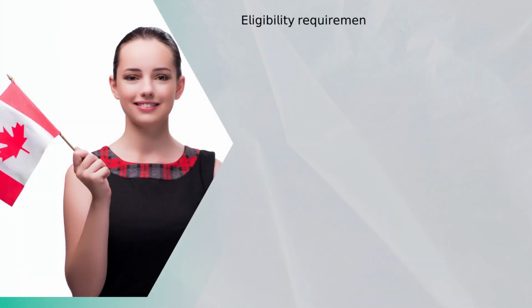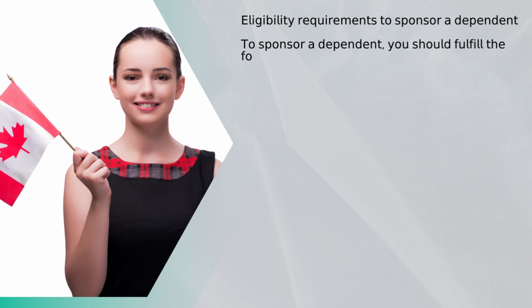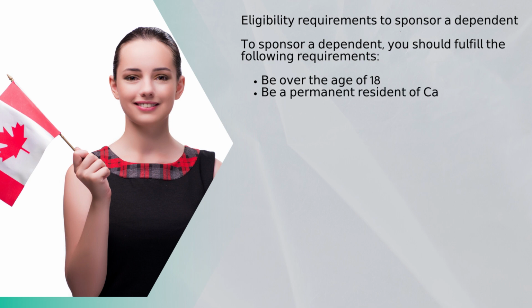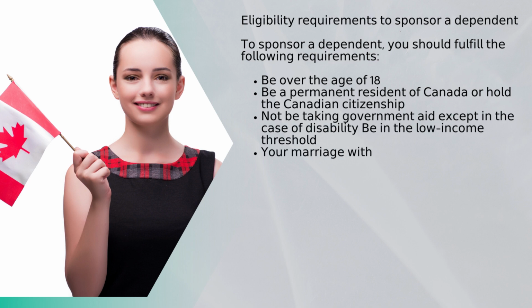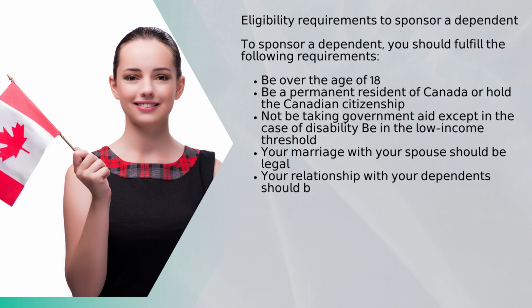Eligibility requirements to sponsor a dependent. To sponsor a dependent, you should fulfill the following requirements. Be over the age of 18. Be a permanent resident of Canada or hold the Canadian citizenship. Not be taking government aid except in the case of disability. Be in the low income threshold. Your marriage with your spouse should be legal. Your relationship with your dependents should be genuine.